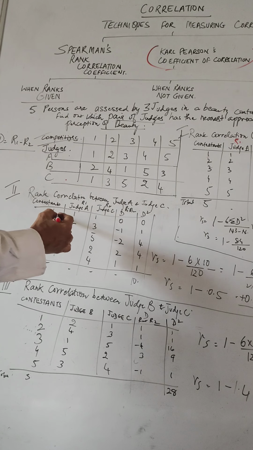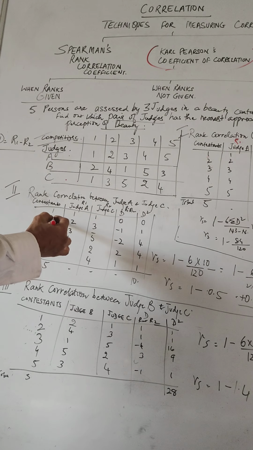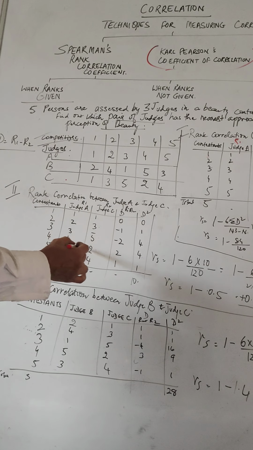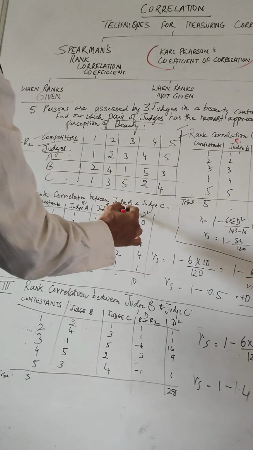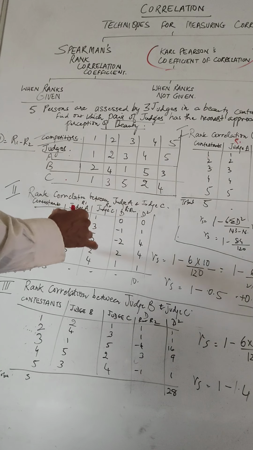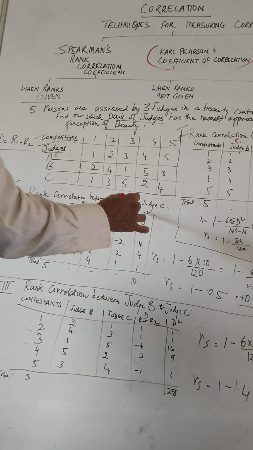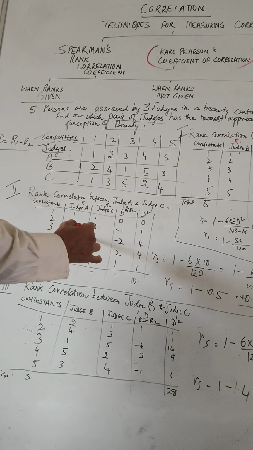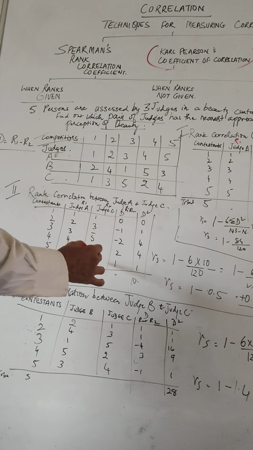That means for the first contestant, Judge C has given rank 1, to the second rank 3, to the third rank 5, to the fourth rank 2, and to the fifth rank 4. So we call the ranking of the first judge rank 1 and the ranking of the second rank 2. So R1 minus R2: we get 0, 2 minus 3 is minus 1, 3 minus 5 is minus 2, 4 minus 2 is 2, and 5 minus 4 is 1.